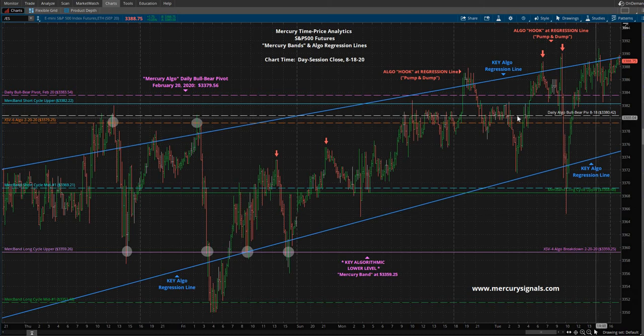and then boom, algo hook in the other direction. Here's another algo hook. Here's another algo hook. Today was a big algo hook. Boom. And they may be setting up another one of these.